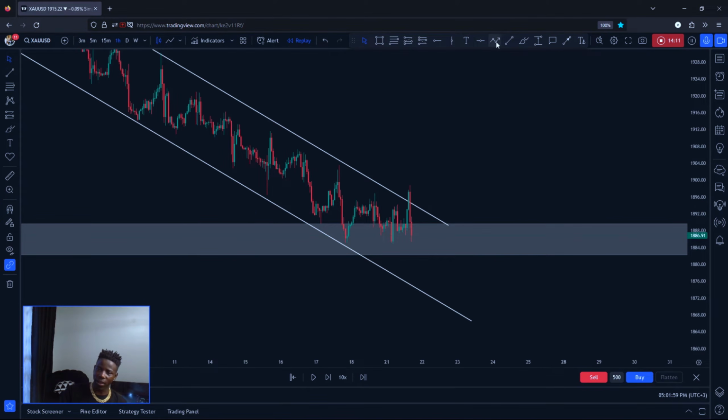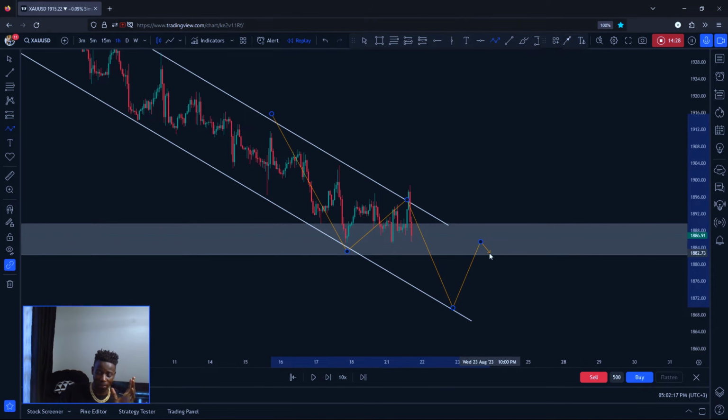Here, you're seeing that it's making lower lows and lower highs. We are waiting to break this level. If we break it to this point here, which means we are going to wait for a retest to the upside around this level of the resistance.